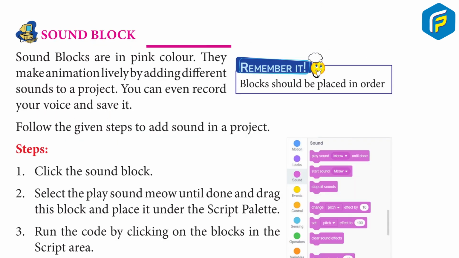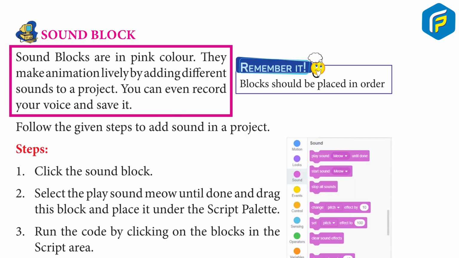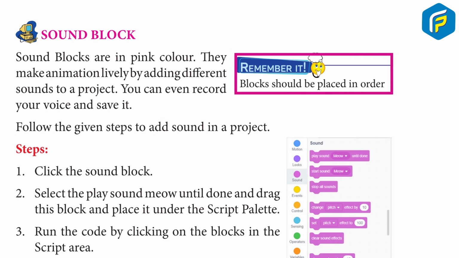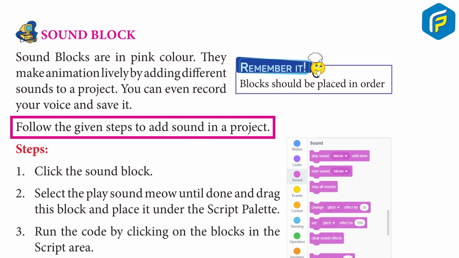Sounds block. Sound blocks are pink in color. They make animations lively by adding different sounds to a project. You can even record your voice and save it. Remember it: blocks should be placed in order. Follow the given steps to add sound in a project.